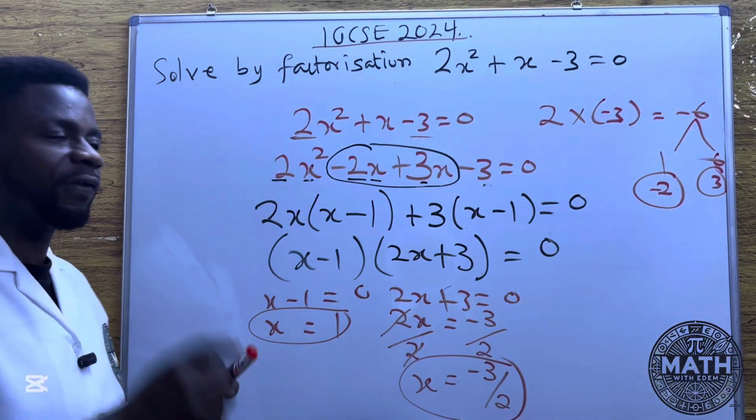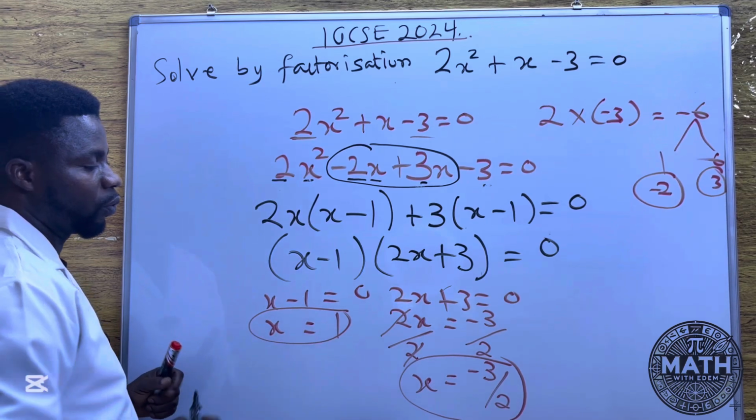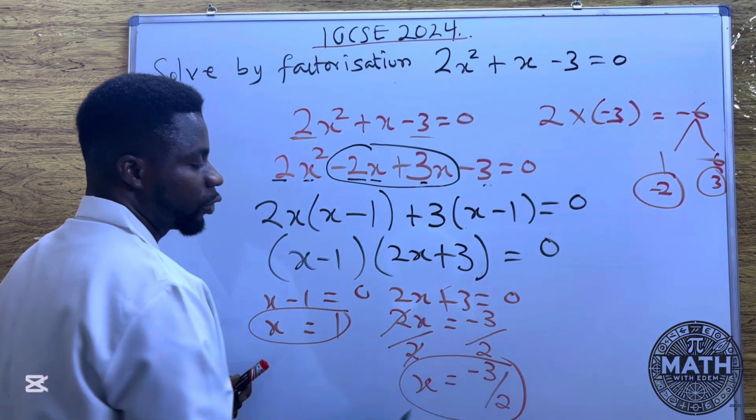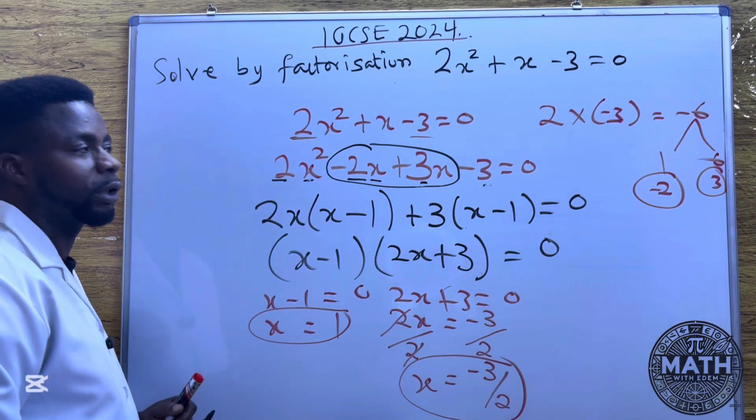So we have two values for x. The first value is x is equal to 1, and the second is x is equal to negative 3 over 2. So this is the solution to this problem.